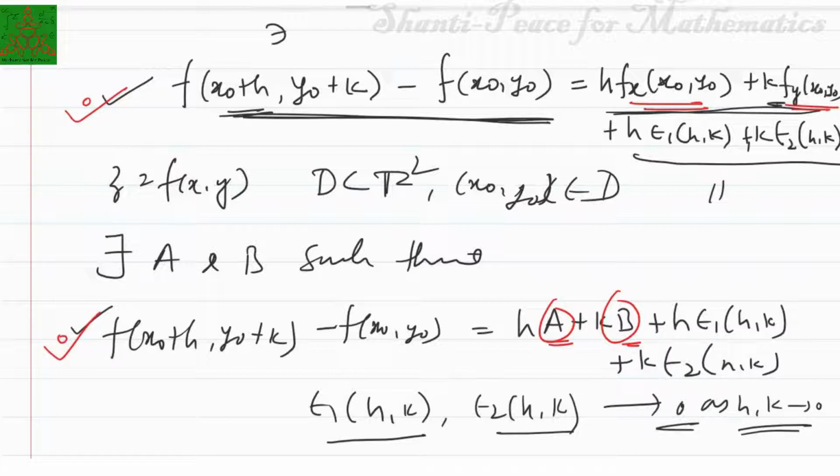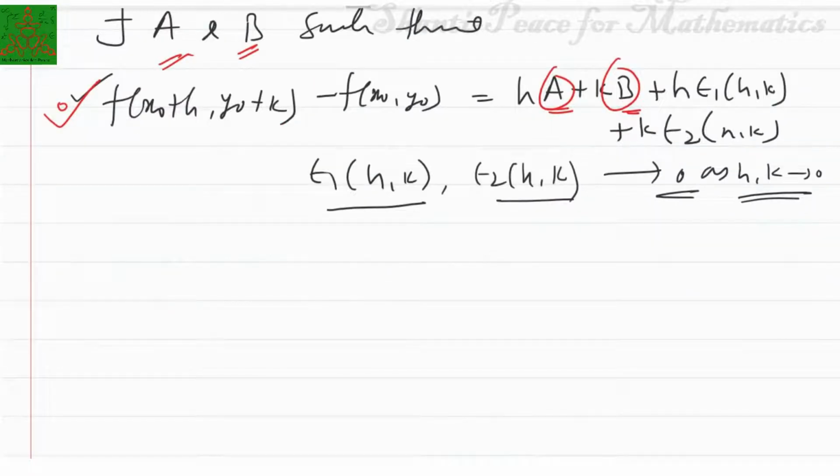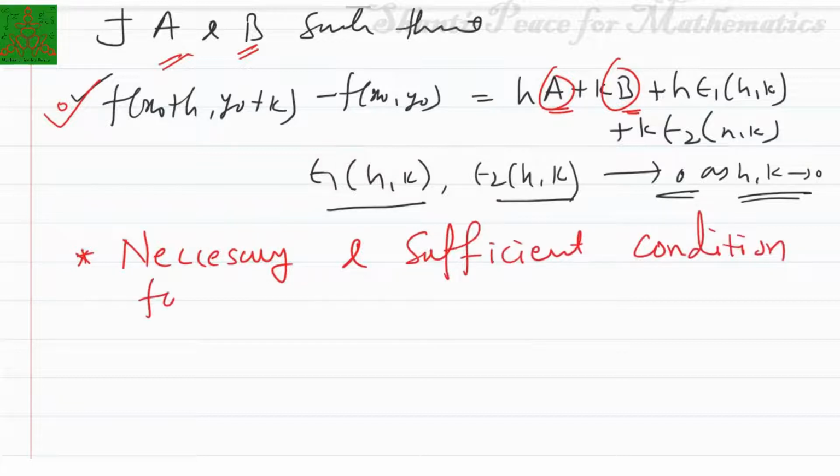Here it just says that there exist some functions a and b. Here they are precisely saying that these functions are nothing but the partial derivative of f with respect to x and the partial derivative with respect to y at that point. Now this is the definition. Now we'll talk about the necessary and sufficient condition for differentiability.